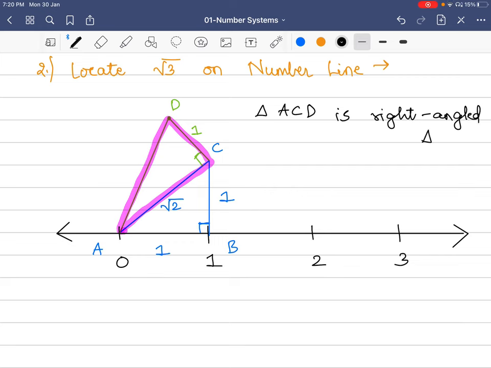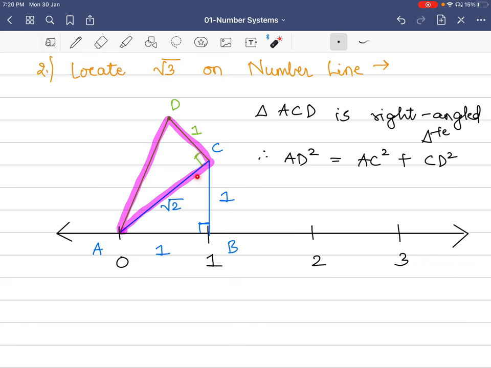Therefore, AD square. So I'm going to get AD square is equal to AC square plus CD square. Okay. Why is this? Because it's a Pythagoras theorem, and important point, AD is our hypotenuse. Hypotenuse is the side which is opposite to the 90 degree.